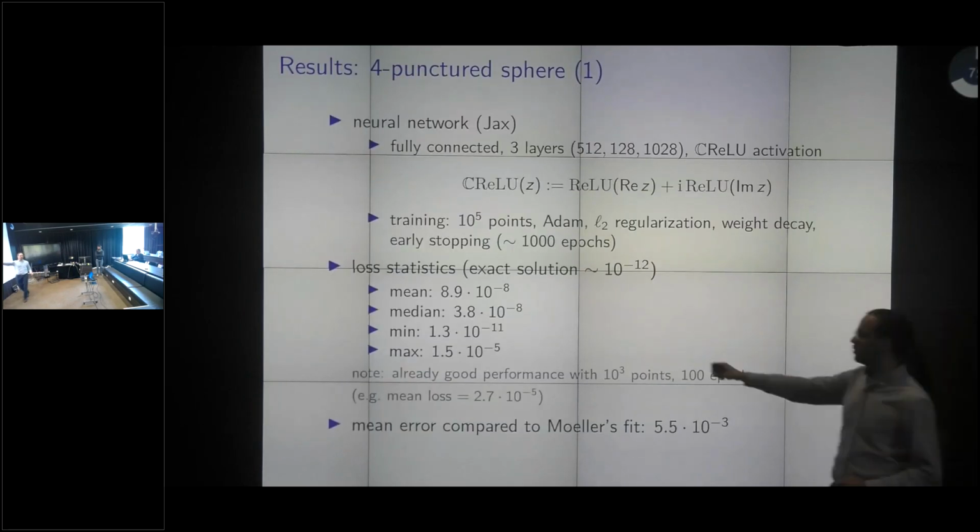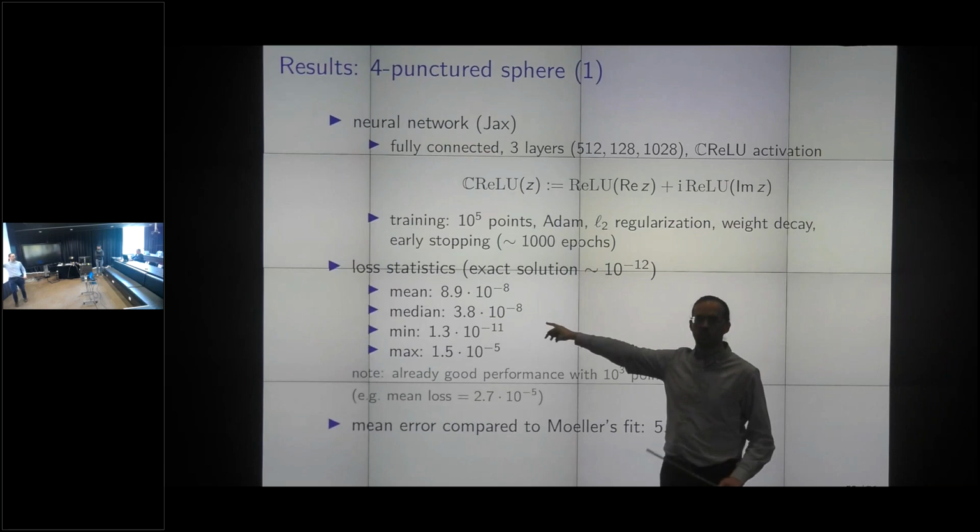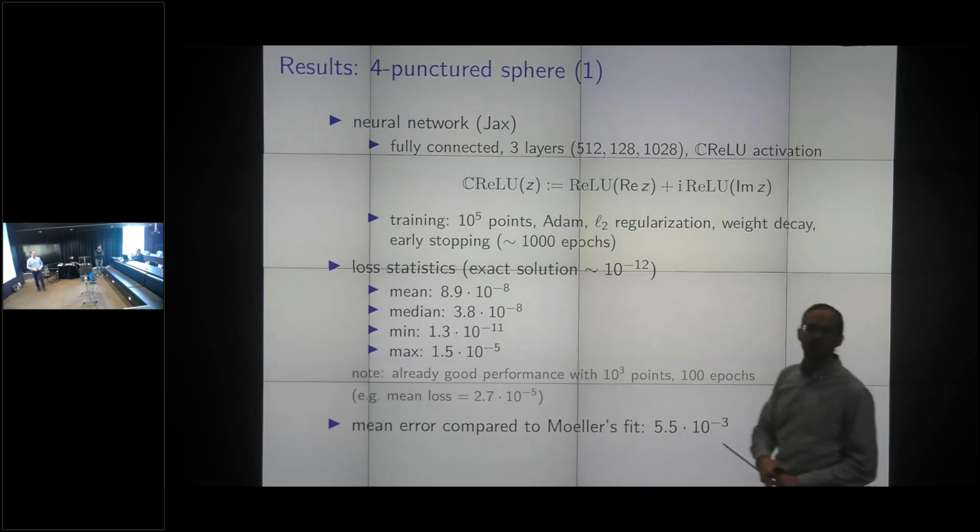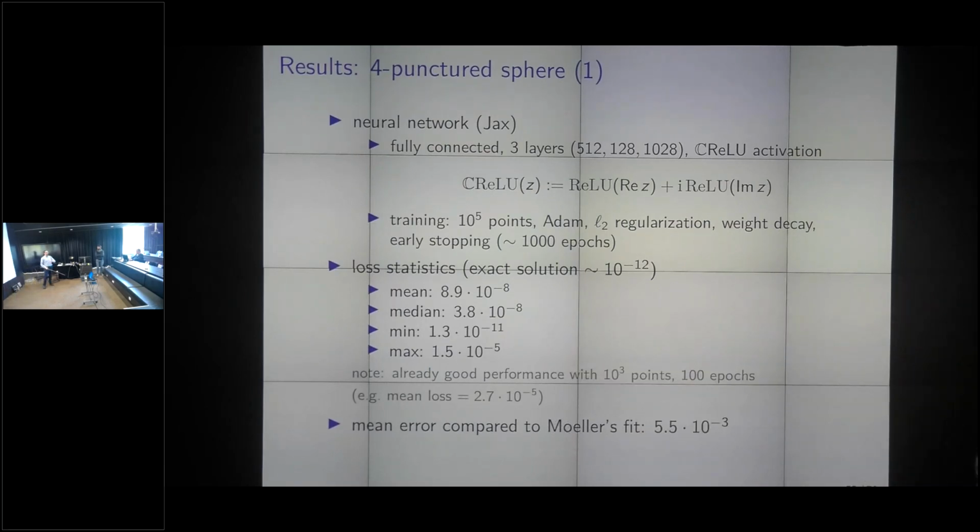Here you see the mean value is 10 to the minus 7. Here it's the sum of all these constraints. So it means that most of the conditions are around 10 to the minus 8.